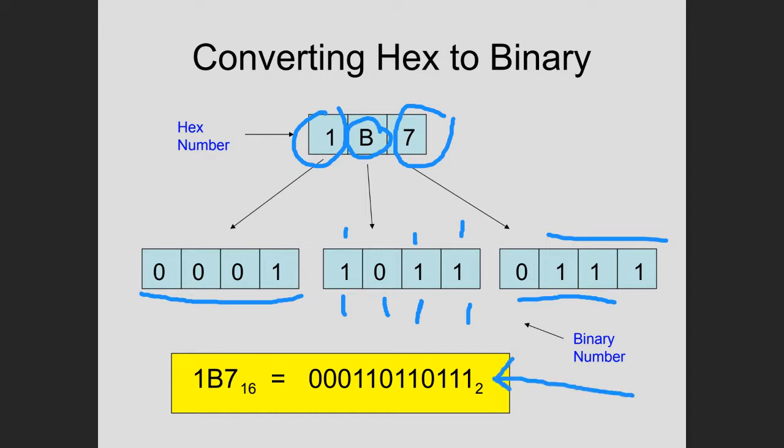And you'll see the conversion. But it's much easier to remember 1B7 base 16 than try to remember this. That's ridiculous. So now you can see why we would want to put numbers in other number systems other than binary. It's just easier to deal with.